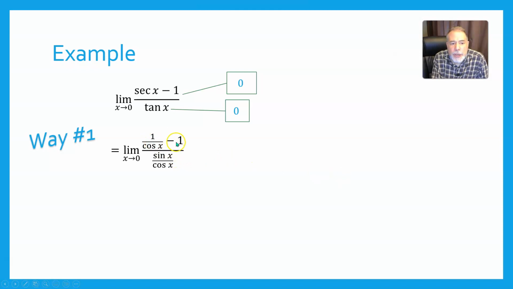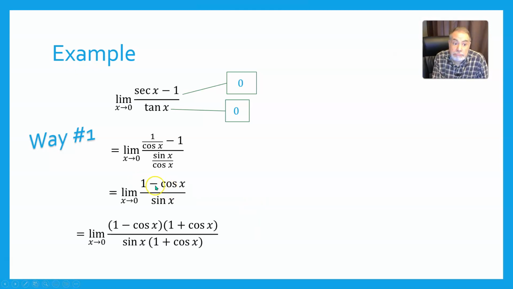Now we can take the numerator and the denominator and multiply through by cosine of x, and it becomes 1 minus cosine x over sine x. Now we're not done yet. We still have a numerator and a denominator that both approach 0. But now, it looks a little more similar to what we've been dealing with before.